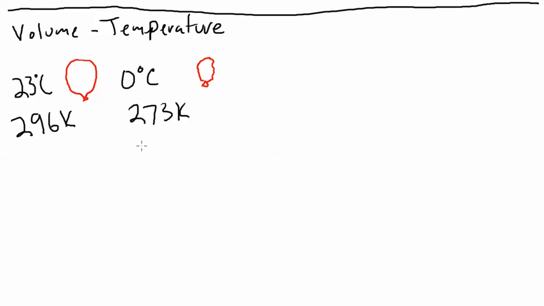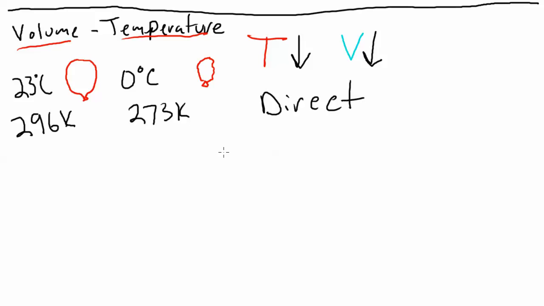So what's happening here is the relationship between volume and temperature. As the temperature of the air inside of the balloon decreases, the volume of the balloon also decreases. This is a direct relationship, and it's also a linear relationship. As the temperature of the gas inside of the balloon decreases, the volume of the gas decreases. And we see this in all gases.